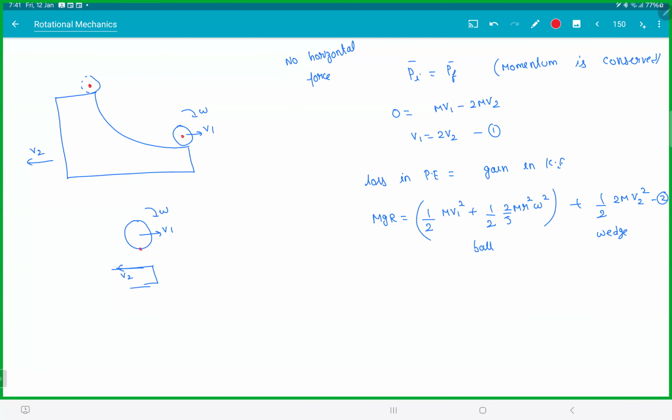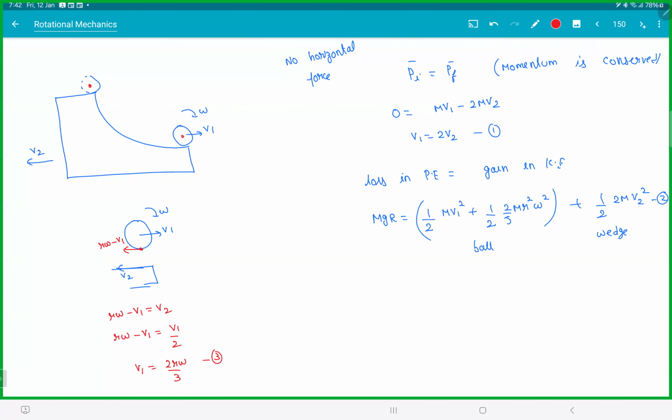No slipping condition is at the point of contact. The velocity should be the same. R omega minus v1 is equal to v2. That is your no slipping condition. If you have written v is equal to R omega, that's the blunder. At the point of contact, you should write this. And I know v2 is v1 by 2. So R omega minus v1 is equal to v1 by 2, so v1 will be 2R omega by 3. This was your equation 3.